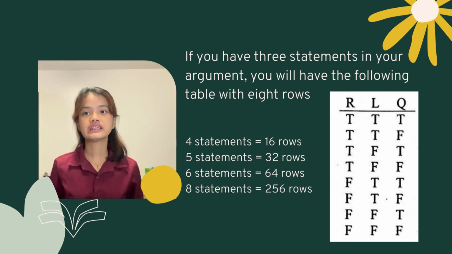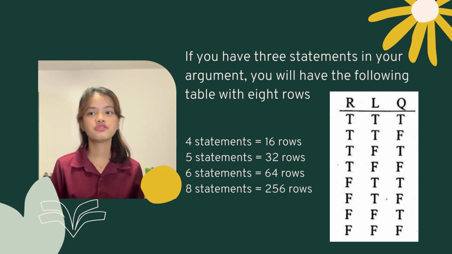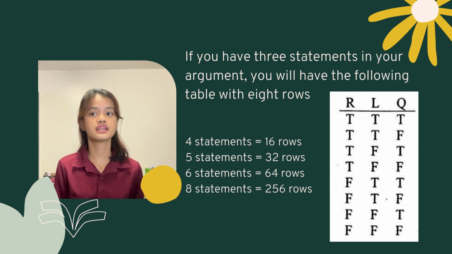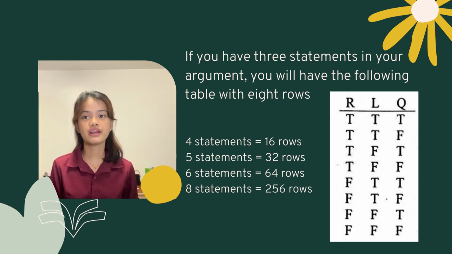Additionally, if you have 3 statements in your argument, you will have the following table with 8 rows. These are all the possible substitution instances of the truth values of an argument structure. Dadagdag lahat to kapag dumadami yung statement. Kunyari, kapag 4 yung statement, mayroong 16 rows. Kapag 5 naman, may 32 rows and so on.